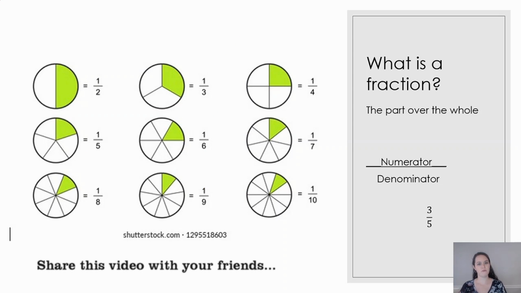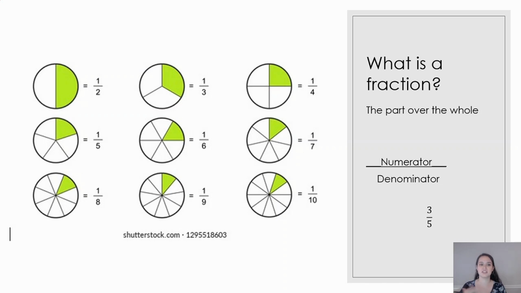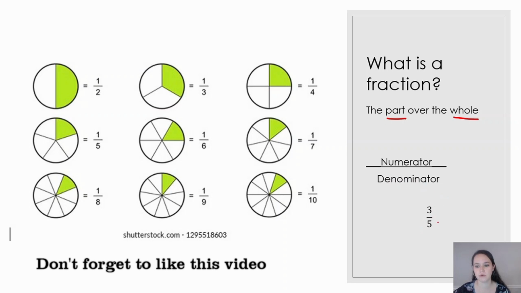So you may be familiar with the pie chart drawing, cut into different sections to represent a fraction. That's an easy way to see what a fraction looks like. So what is a fraction? A fraction is usually just the part over the whole. The whole amount of things is going to be your bottom number, which is your denominator. So in my 3/5, the bottom number is 5, that's your denominator.